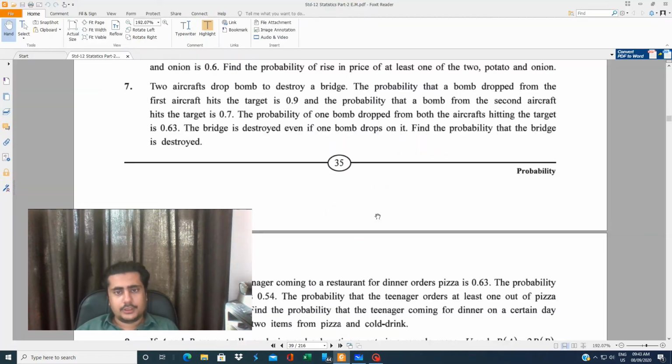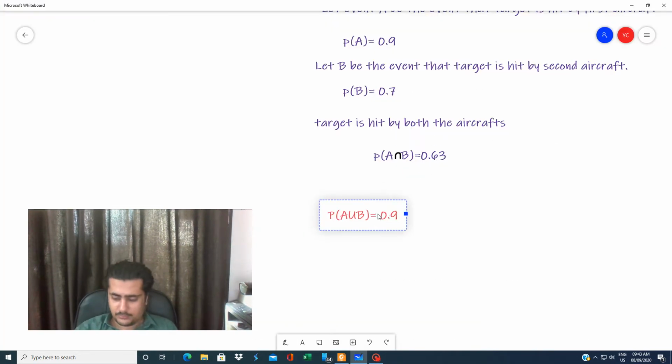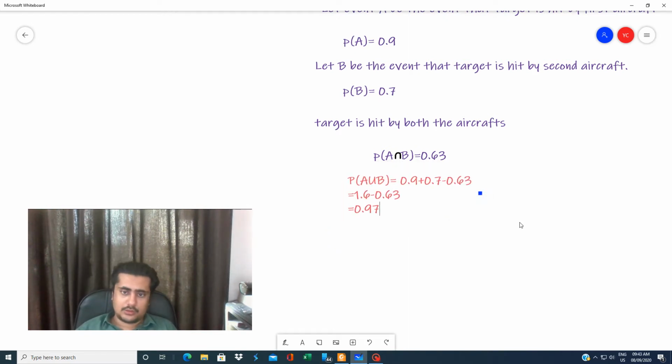P of A union B is equal to 0.9 plus 0.7 minus 0.63. 1.6 minus 0.63, that is 0.97. This is your answer.